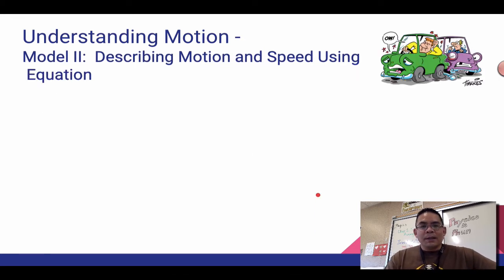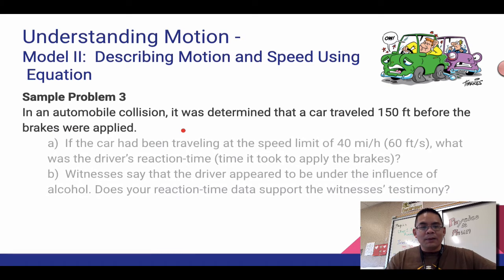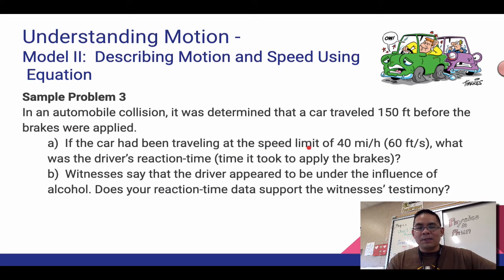All right, so the last thing we want to talk about is the last example, sample problem number 3. It says in an automobile collision, it was determined that a car traveled 150 feet before the brakes were applied. If the car had been traveling at a speed of only 40 miles an hour, which is 60 feet per second, what was the driver's reaction time? In other words, the time it took to apply the brakes, moving his foot from the accelerator to the brakes. He traveled 150 feet, and we want to know the driver's reaction time.